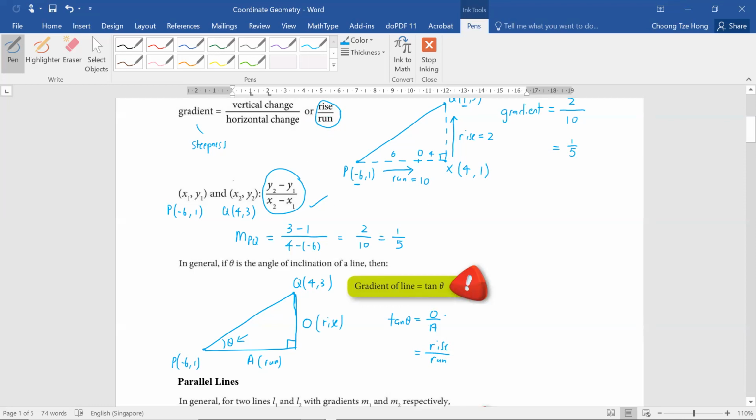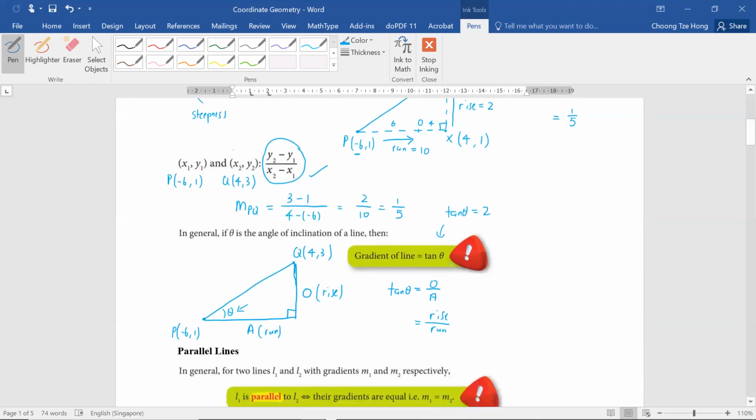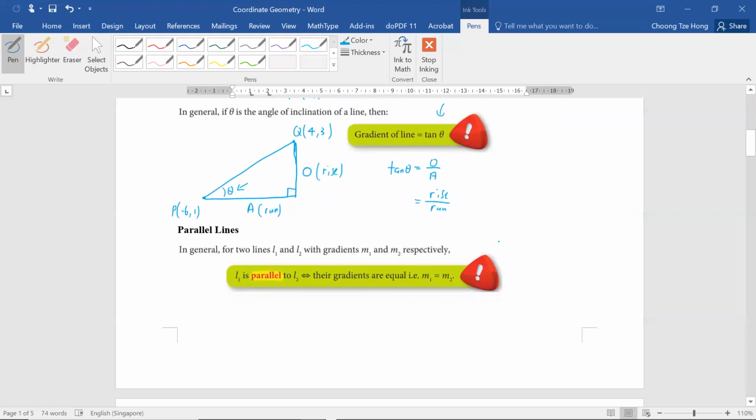So do remember this, because sometimes the question may tell you that tangent theta equals 2. So you need to understand that if you are given this, they are also telling you, in other words, that the gradient of that particular line is 2. Right. So I hope you are following so far.